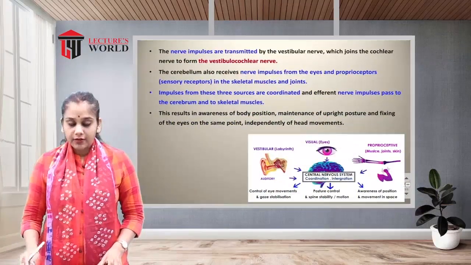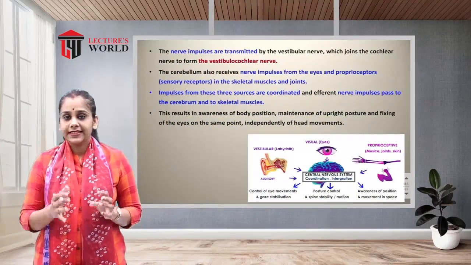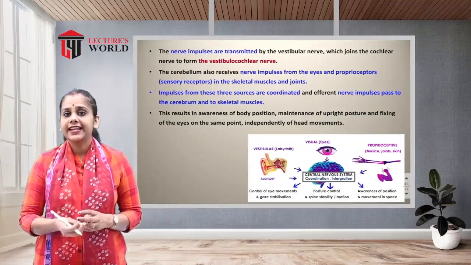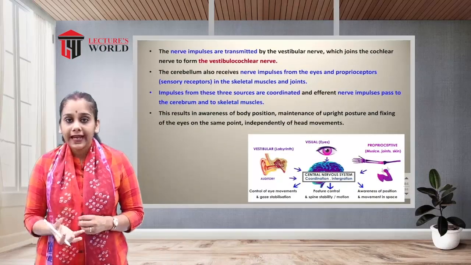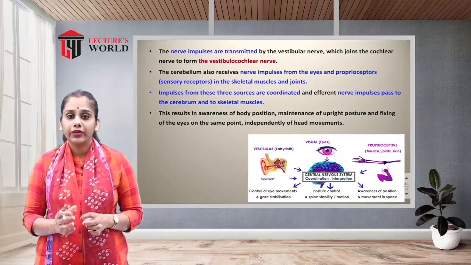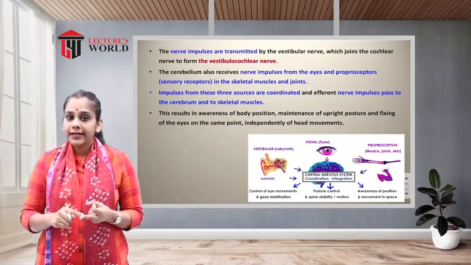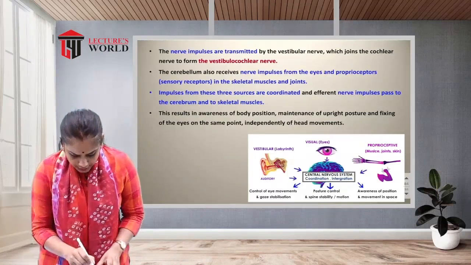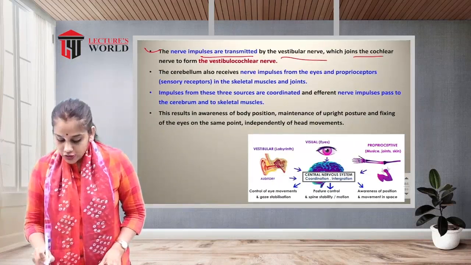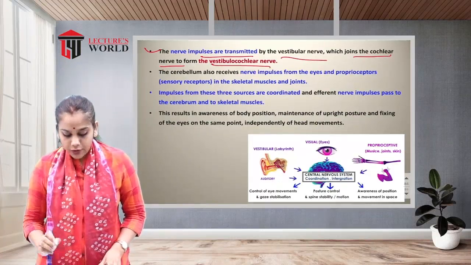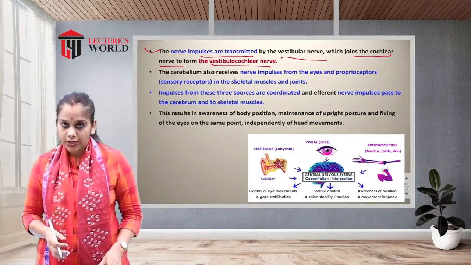Now, if the fluid is moving, it creates an impulse. Why? Because hair cells become active because the fluid is moving in the ampulla of the semicircular canal, the utricle and the saccule. So the nerve impulses are transmitted by the vestibular nerves, which join the cochlear nerve to form the vestibulocochlear nerve. So they send the impulses to the vestibulocochlear nerve.